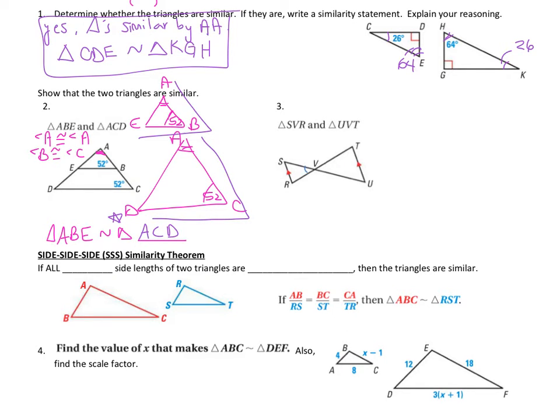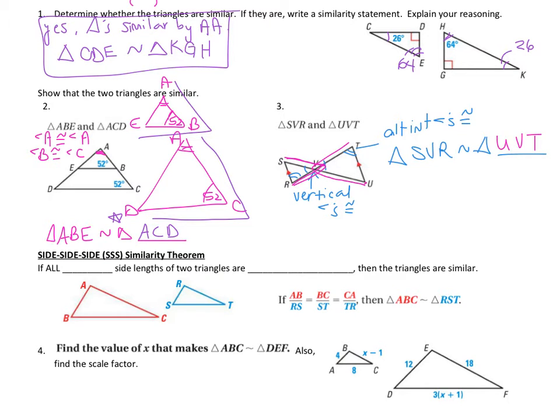Number 3, we can see that we have vertical angles in the middle. And we will also have these alternate interior angles that will be congruent because of the parallel lines. And because of this, we do have that the two triangles are similar. And they are SVR, so then I need to set them up the same way. So S and V lines up with U and V, and then ends up at the T. So it'd be U, V, T.